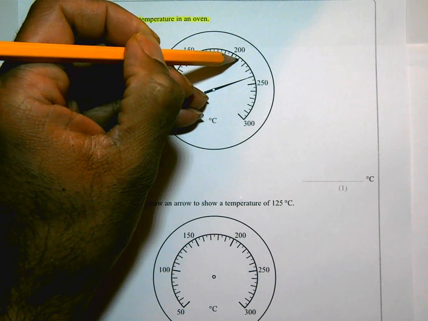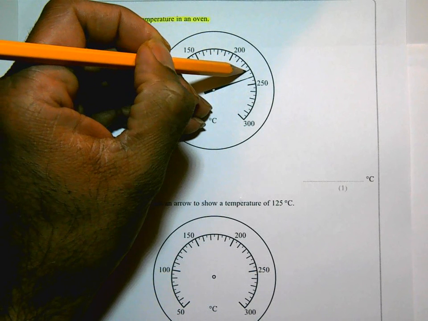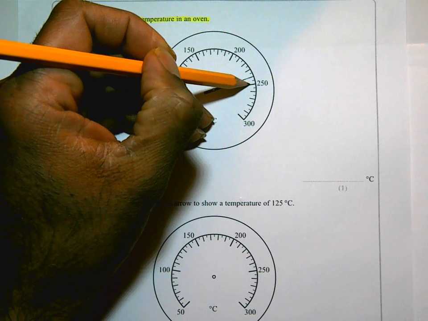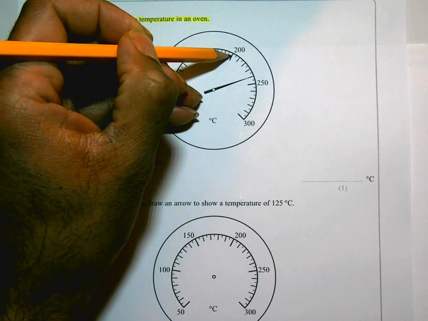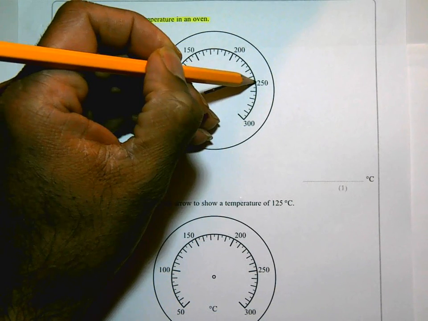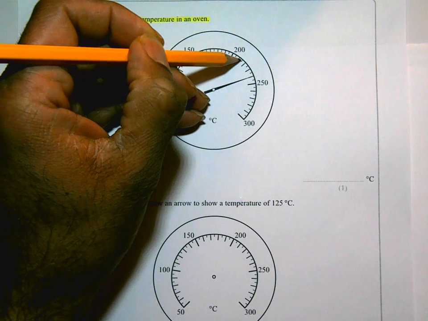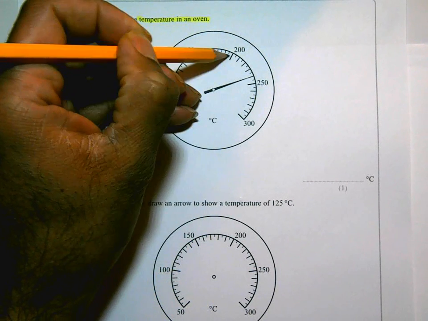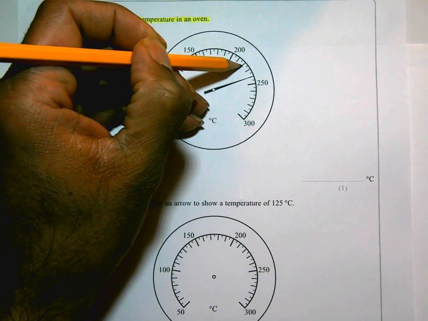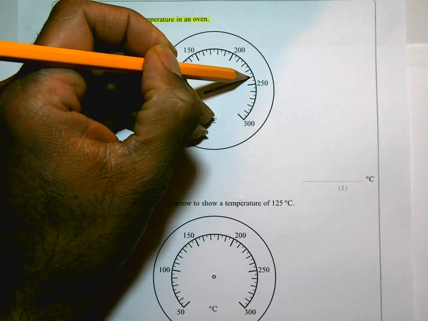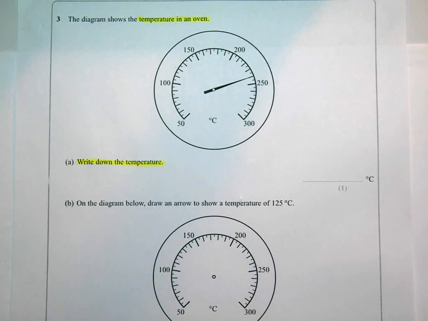So 1, 2, 3, 4, 5. So 5 of those big spaces going from 200 to 250. So that means each of those must be 10. So let's see, 210, 220, 230, 240, 250. Alright, so I've worked that out.